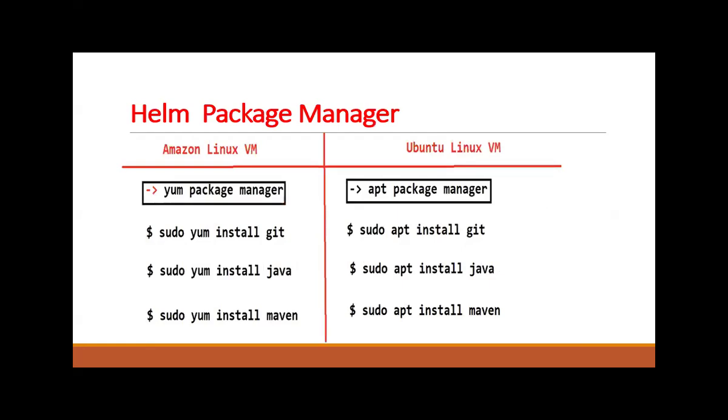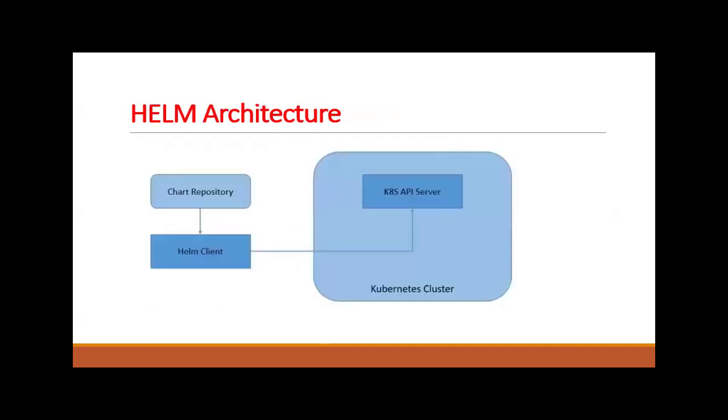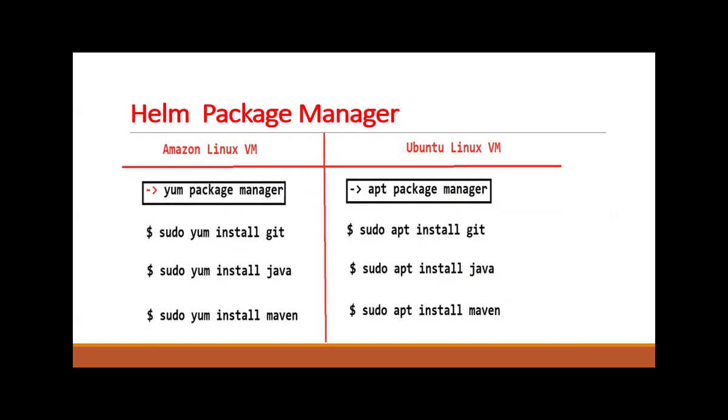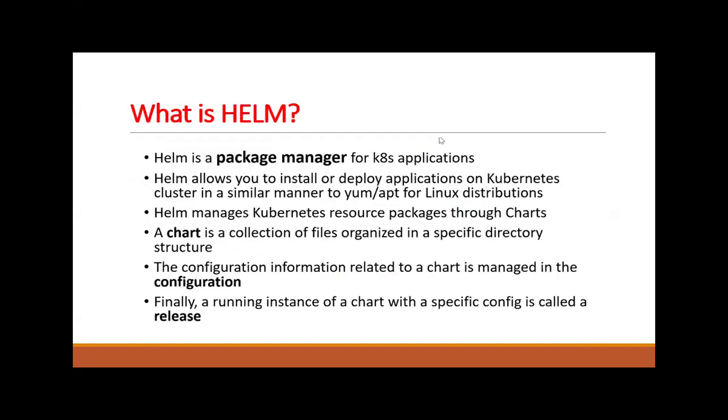So Helm is a package manager. On an Amazon Linux VM, yum is the package manager, and on an Ubuntu Linux VM, apt is the package manager: yum install git, apt install git, yum install Java, apt install Java, yum install Maven, apt install Maven. Similar case, Helm architecture. What is a chart, guys? A chart is a collection of files organized in a specific directory structure. The configuration information related to a chart is managed in the configuration. Finally, a running instance of a chart with a specific config is called a release.